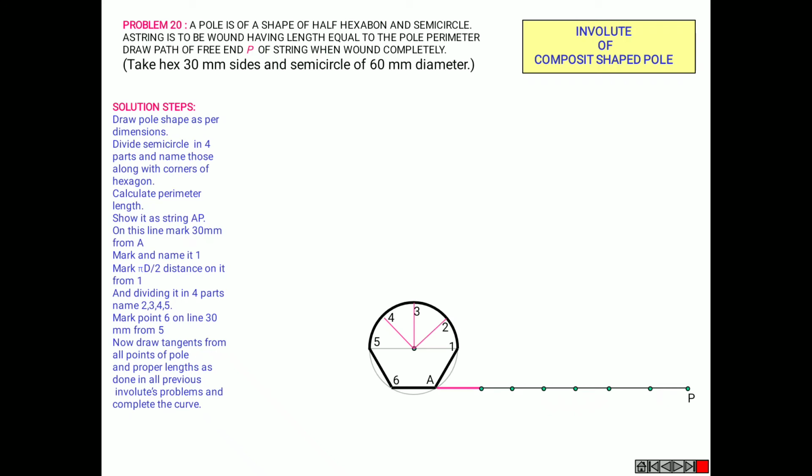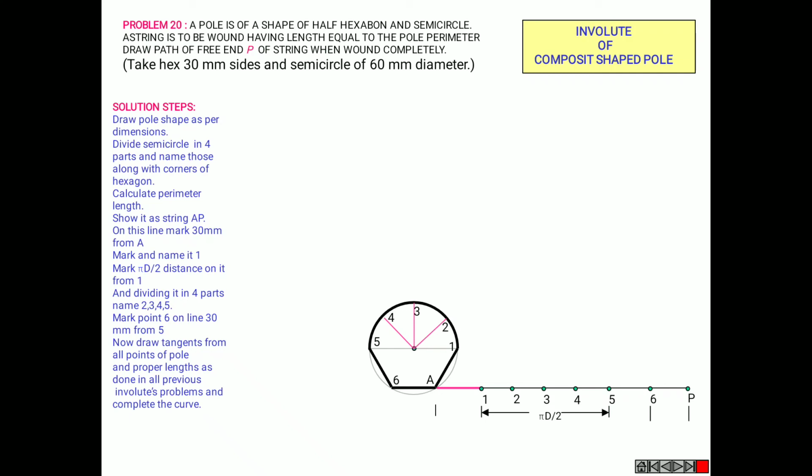Now from A to 1 is your pink block, and from 1 to 5 that embeds your half part in your pi d, that is this, and the rest are your 30 mm lengths of your hexagon. Similarly mark the points, that will be A, 1, 2, 3, 4, 5, 6, and last is P.